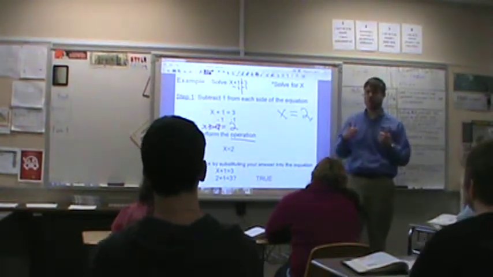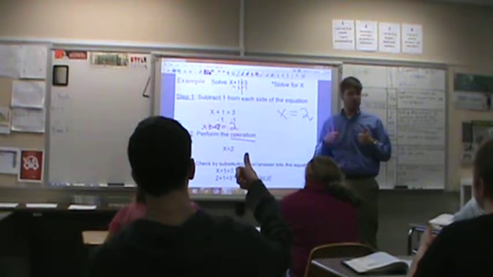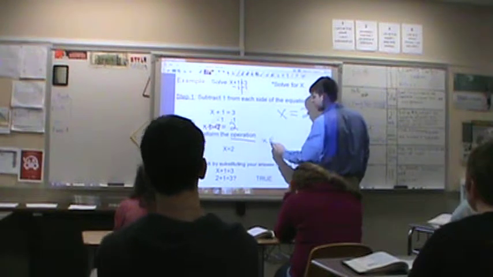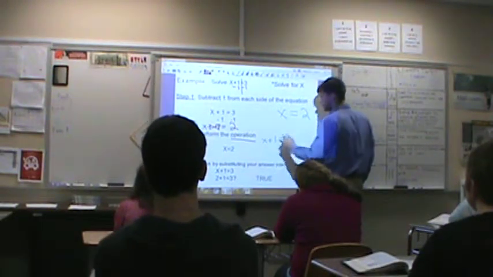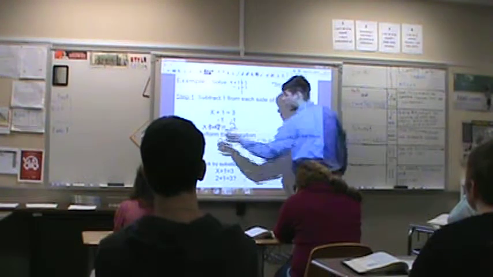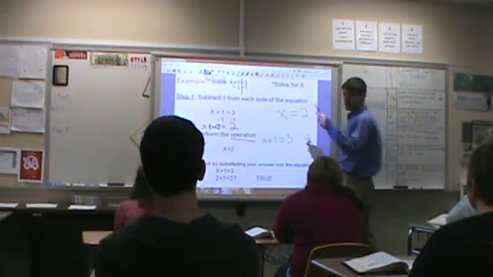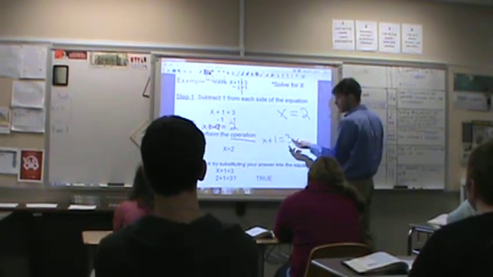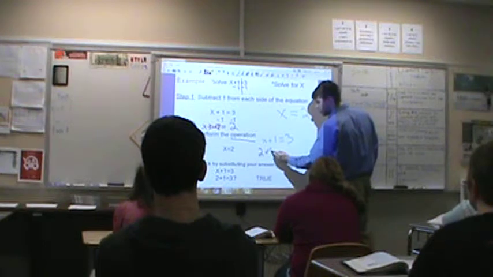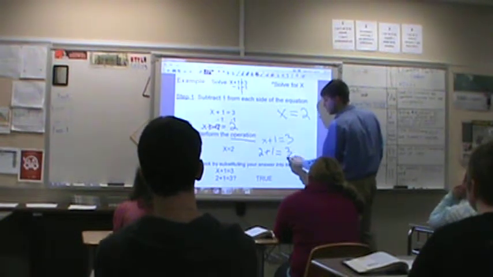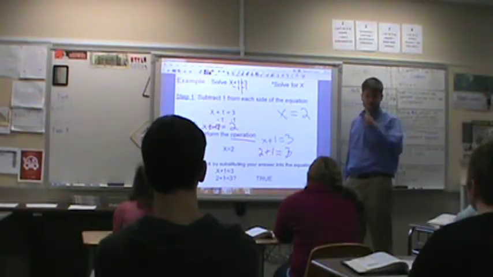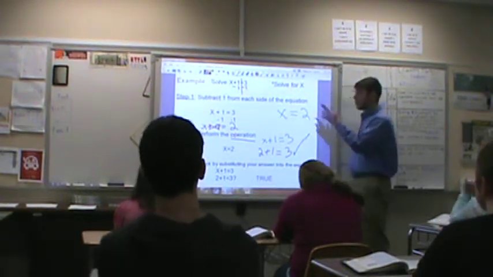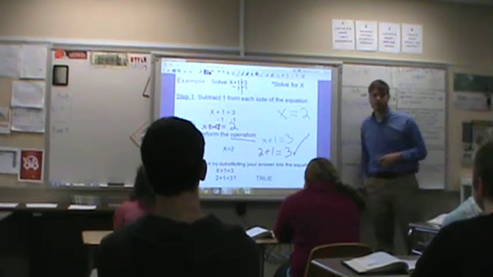Thumbs up if we agree, thumbs down if we don't. Everyone agrees? Let's check. X plus 1 equals 3. Okay, this is what they mean by check by substituting. Sophia, what does she say x is equal to? 2. So, does x plus 1 equal 3? Let's see. Does 2 plus 1 equal 3? Thumbs up if you agree, thumbs down if you don't. Perfect. This is correct. Good job.